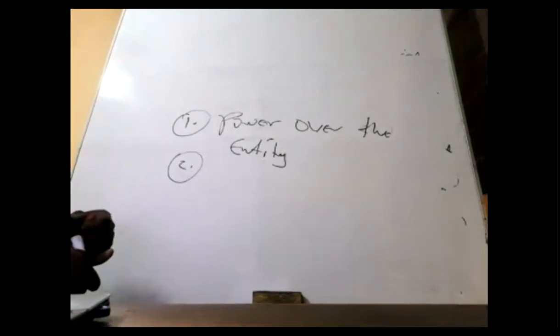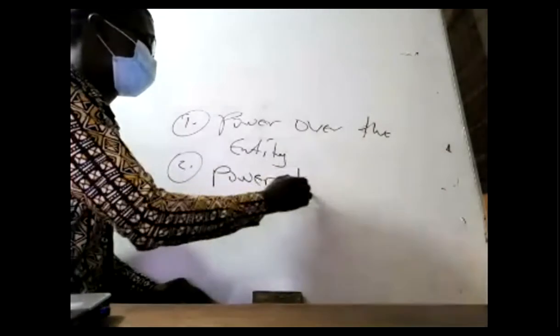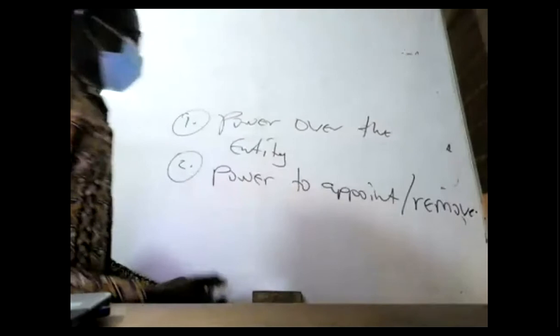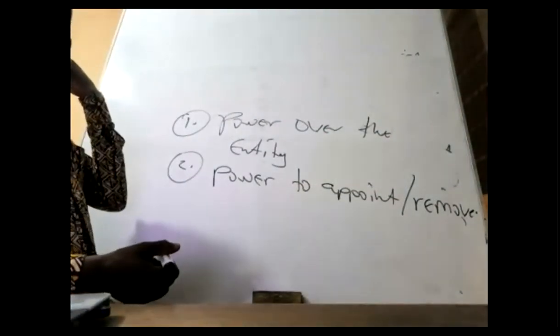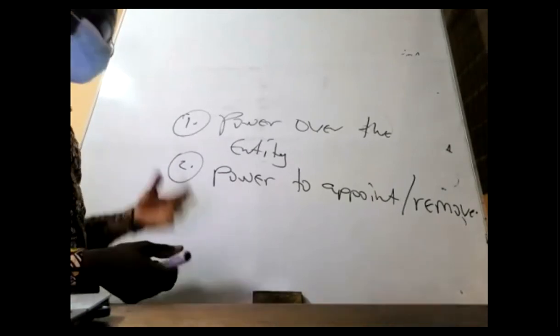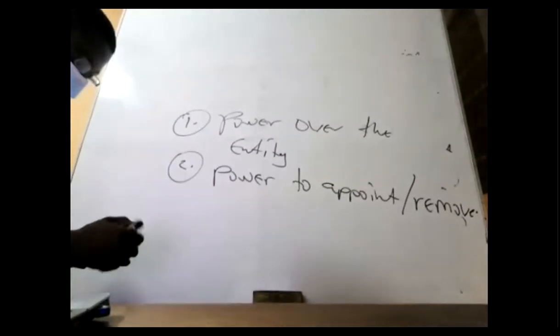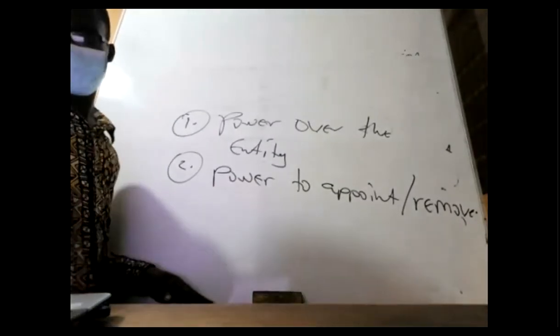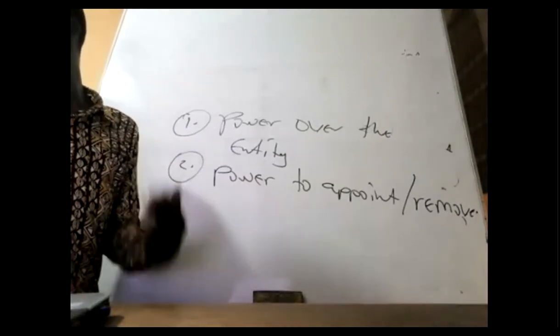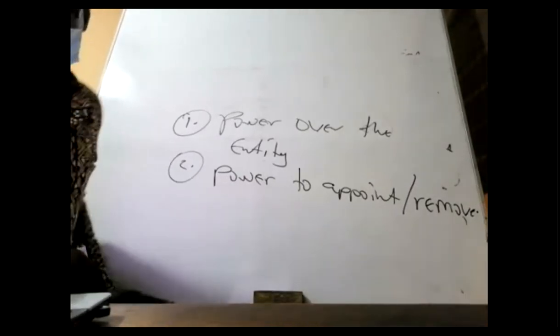Power to appoint or remove members of the board. If a bank has given you financial support that gives them power to appoint more members onto the board, they can be allowed to consolidate, even though they don't have up to the 50% threshold.